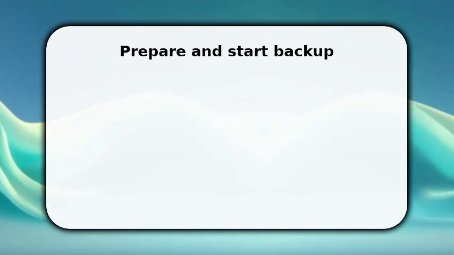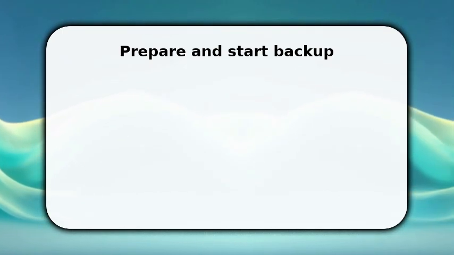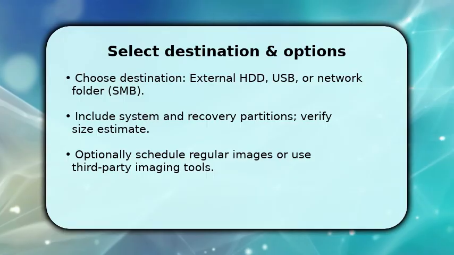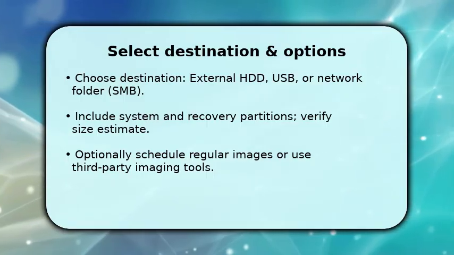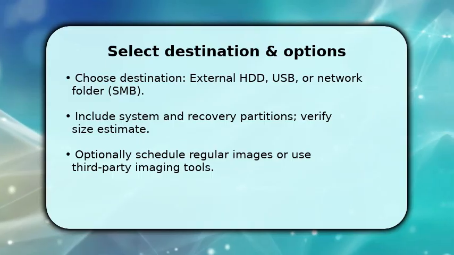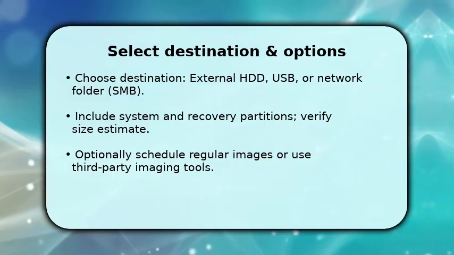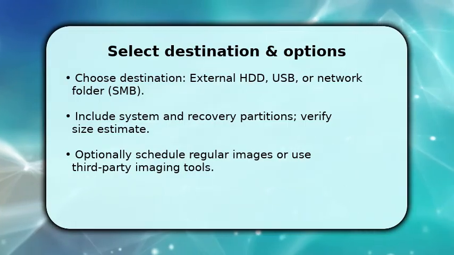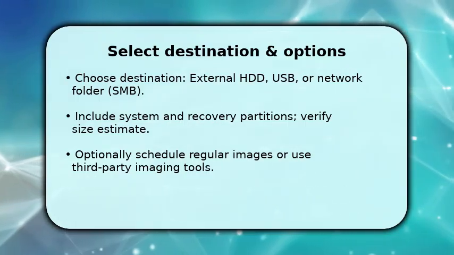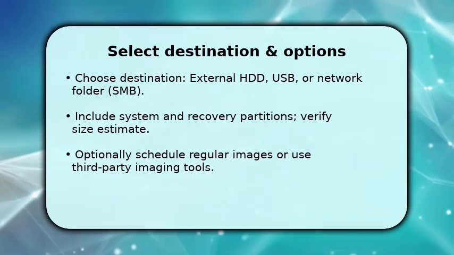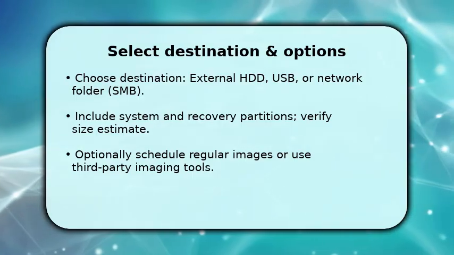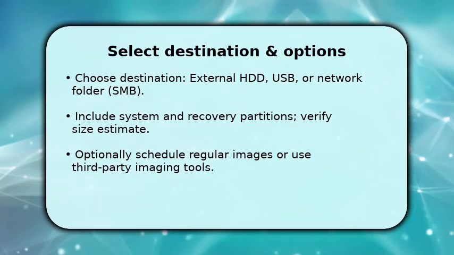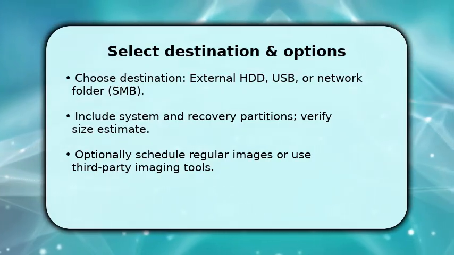Now select where the image goes and what gets included. Pick your external HDD or a network SMB folder and make sure the tool includes the system and recovery partitions. Windows will estimate the size, so check it. Once selected, confirm settings and choose whether to run now or schedule recurring images. If you prefer more control, such as incremental images or faster compression, consider third-party imaging software. Otherwise, proceed with the built-in image to create a reliable snapshot for full restores.